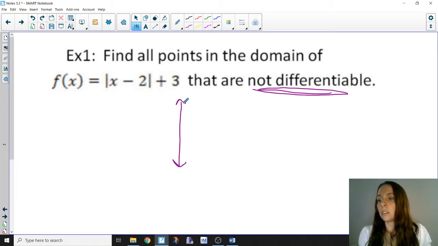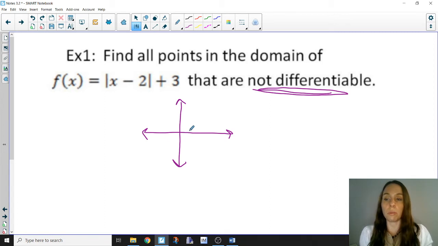You could definitely get this pretty easily with your graphing calculator. However, this one's not too difficult to just figure out. The vertex of this V graph is going to be at the point (2, 3). So we have a shift of 2 to the right and up 3. Horizontal shift and a vertical shift. And here's the absolute value of x minus 2 plus 3 graphed.